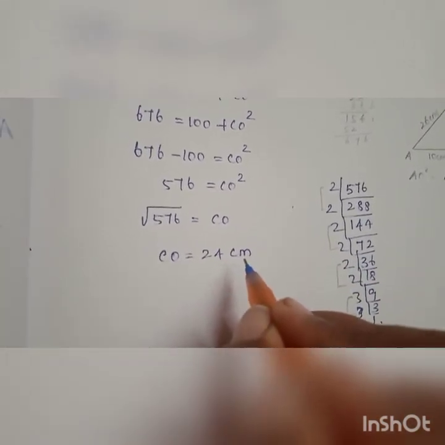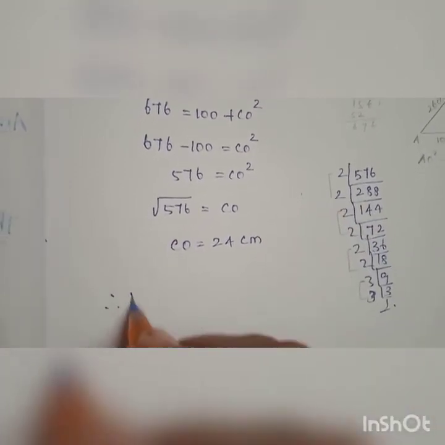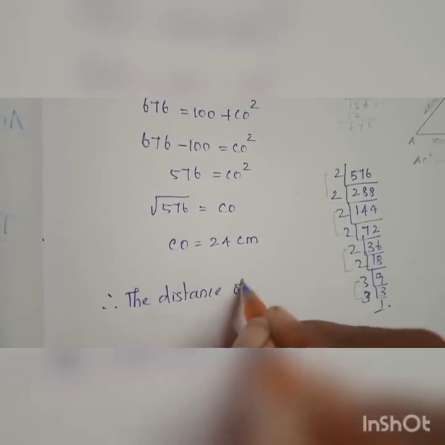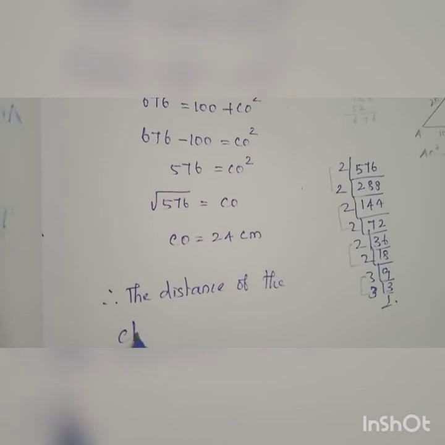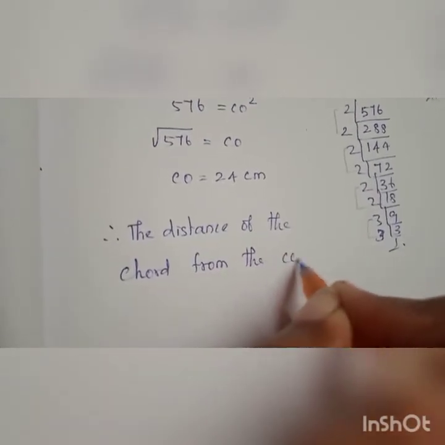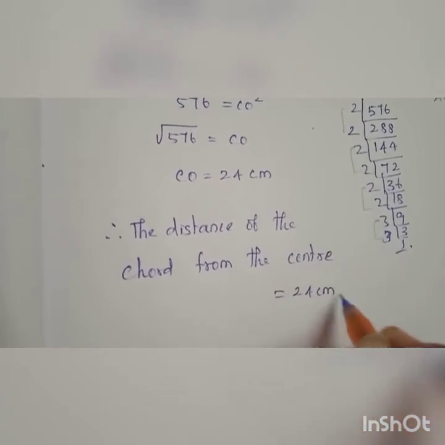It is nothing but our height, the distance of the chord from the center. Therefore the distance of the chord from the center is equal to 24 centimeter.